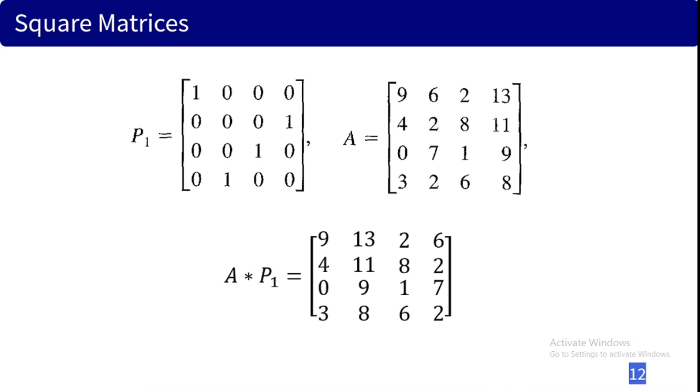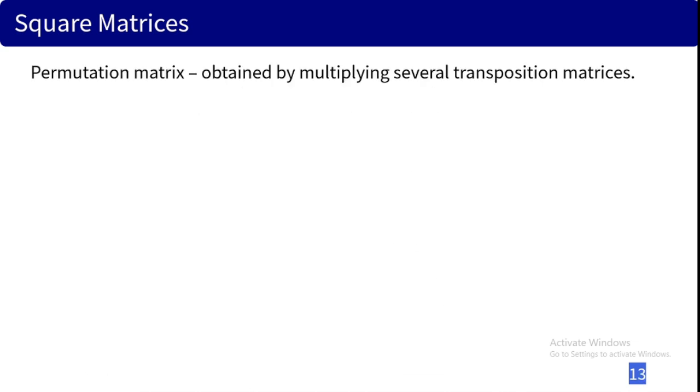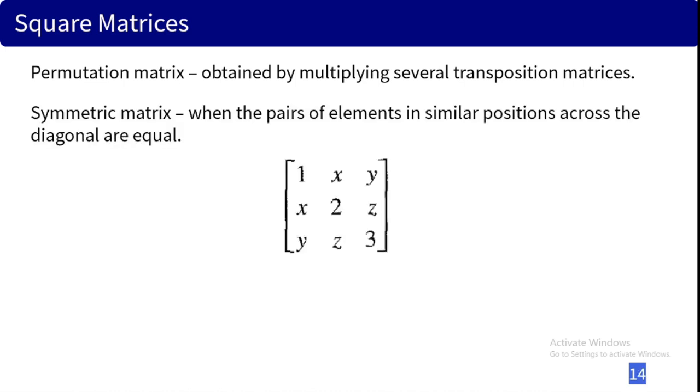Alright, let's proceed with the permutation matrix. This matrix is obtained by multiplying several transposition matrices. Another property is the symmetric matrix.